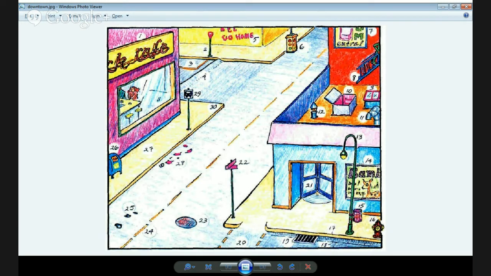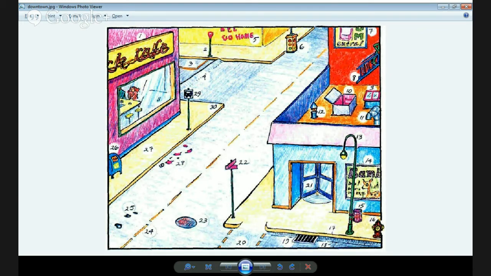So number 19 is the drain, and number 18 is the part below the curb. It's part of the drain. It's a little bit lower than the rest of the street. We call that the gutter. The gutter. So water runs along the gutter and it goes into the drain down into the sewer. So that's the way to keep the rain off of the street, to keep the water from collecting on the street. Water runs along the gutter, down into the drain and down into the sewer.